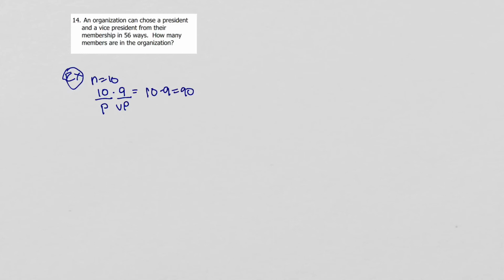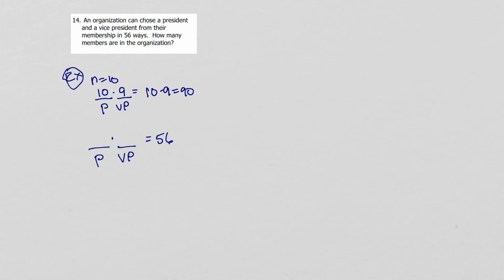Now that'll give us an idea of how to actually work this problem, because this is kind of backwards. We're given the total number of ways to choose, and now we want to get this number right here. So let's see what we can do here. We're going to have a president and a vice president, and when we make that multiplication, we know we get 56. Now, how many people are in the organization?